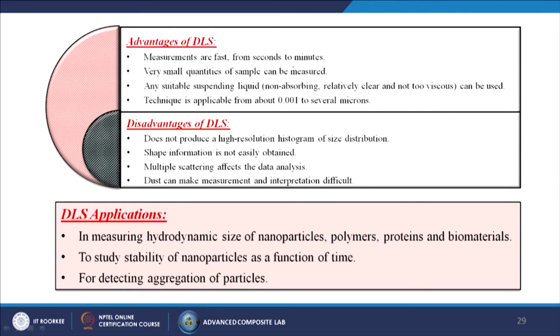There are certain disadvantages also. It does not produce a high resolution histogram of size distribution. Shape information is not easily obtained. Multiple scattering affects the data analysis. Dust can make measurement and interpretation difficult. What are the applications? In measuring the hydrodynamic size of nanoparticles, polymers, proteins or biomaterials, to study the stability of nanoparticles as a function of time, and for detecting the aggregation of nanoparticles.